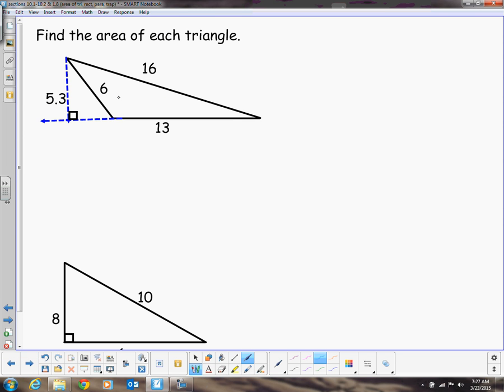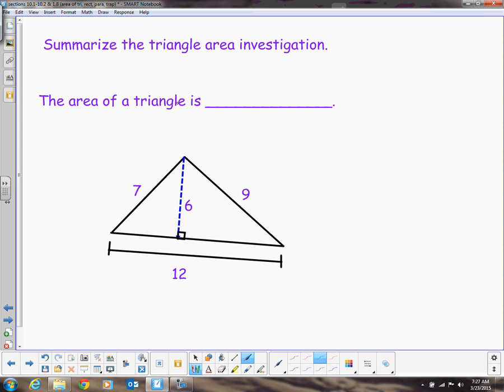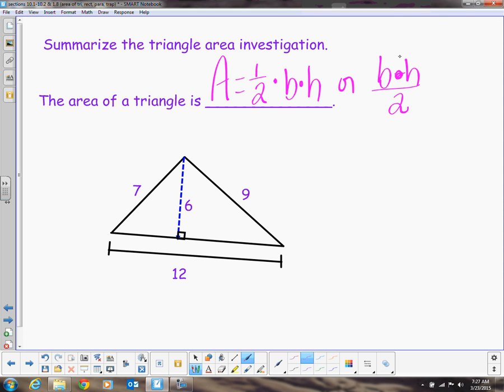Let's do this one. Oh, wait a minute. That's moving ahead. All right, so the area formula for a triangle is base times height divided by 2, or 1/2 base times height. Now, the only reason why I prefer not to divide by 2 if you have nice numbers is great. But if some of these are fractions, it's easier to use 1/2.